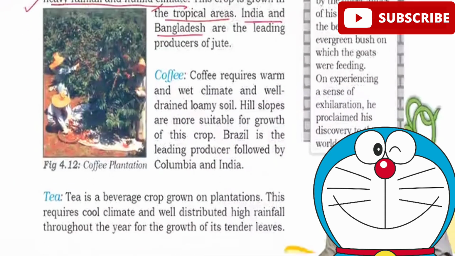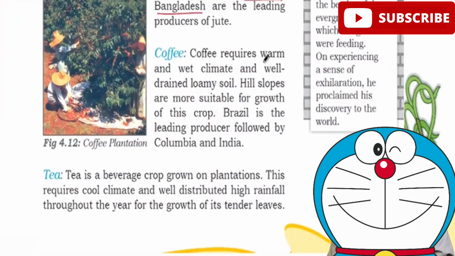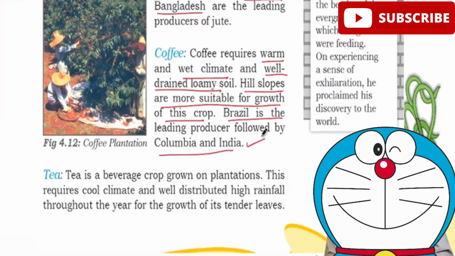Then we need to talk about coffee. Coffee requires warm, meaning good temperature, where we are talking about tropical regions. Wet climate, rainfall should be heavy. Western Ghats, northeast is the area. Well drained loamy soil, that is, you should have a good mixture of sand and silt. Hill slopes are more suitable for the growth of this crop. Brazil is the leading producer, followed by Colombia and India.